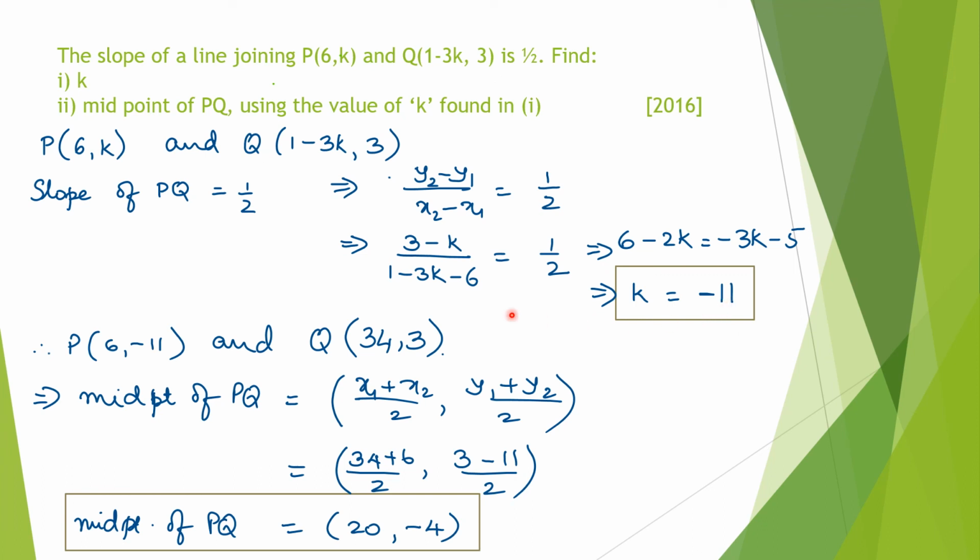I substitute k is equal to minus 11 over here. I will get P is 6 comma minus 11 and Q is 34 comma 3. Now you have to find the midpoint. So the midpoint of PQ is going to be x1 plus x2 divided by 2, y1 plus y2 divided by 2, and I get this midpoint of PQ as 20, minus 4.